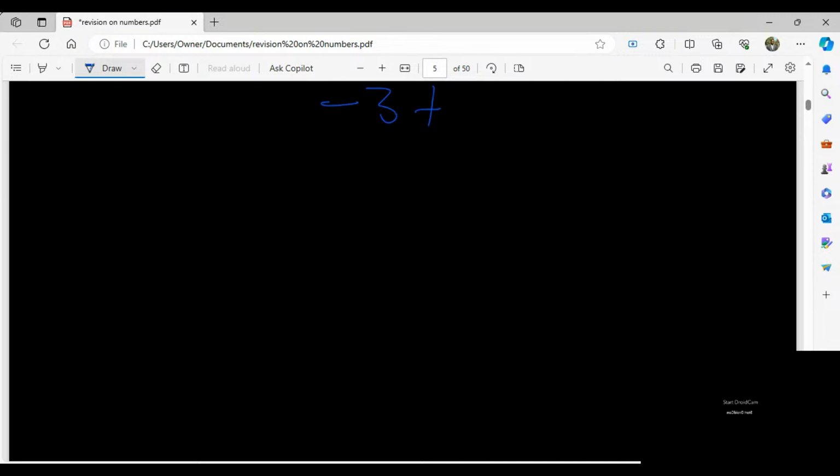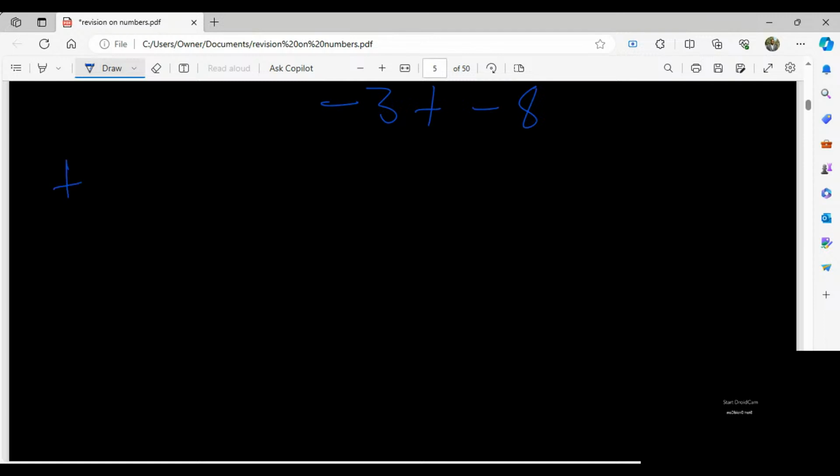Minus 3 plus minus 8. Again, this one is very simple. It is the same as minus 3 minus 8. There are some mathematical rules which you should observe when you're working with integers.